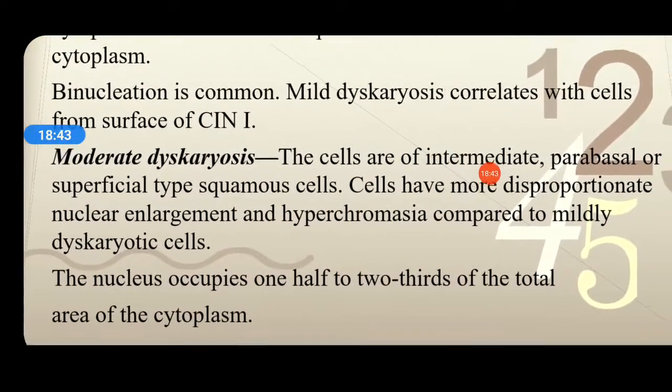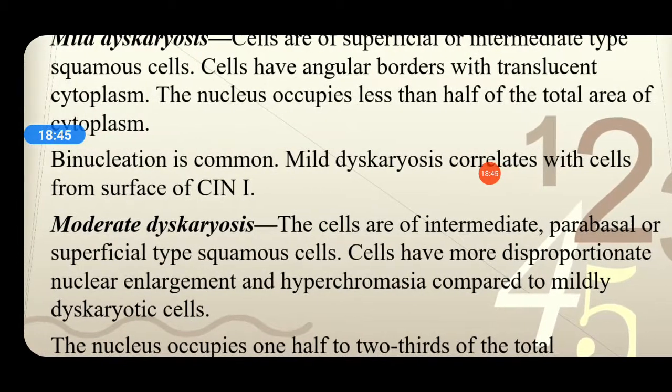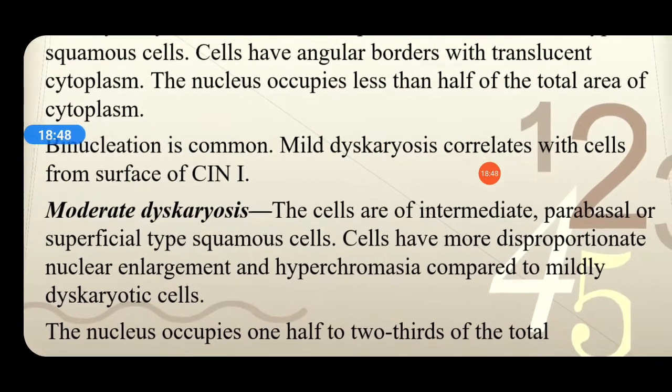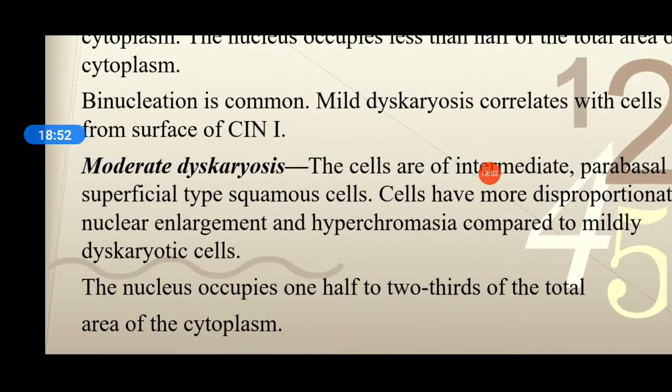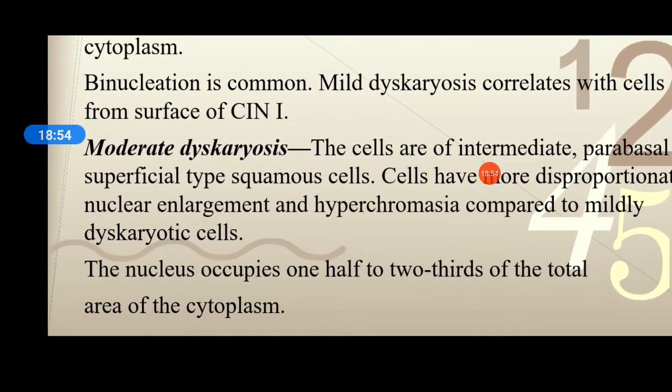Second, moderate dyskaryosis: cells of the intermediate, parabasal, and superficial type squamous cells are seen in this case. Cells have more disproportionate nuclear enlargement and hyperchromasia compared to the mildly dyskaryotic cells.